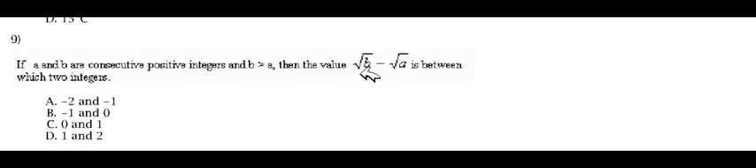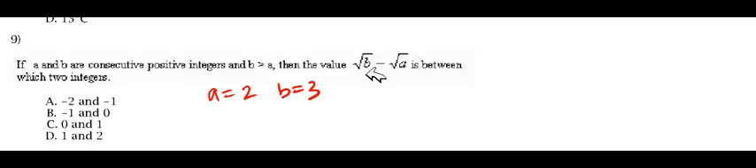Then it says the value of square root of B minus square root of A is between. Okay, so this is what you need to do. You need to pick two consecutive integers and do a test case and figure out which one of these applies. For example, I'm going to say A is 2 and B is 3. You could pick 9 and 10, 8 and 9. Pick either two you want. I'm just going to pick 2 and 3. Notice A has to be smaller than B.